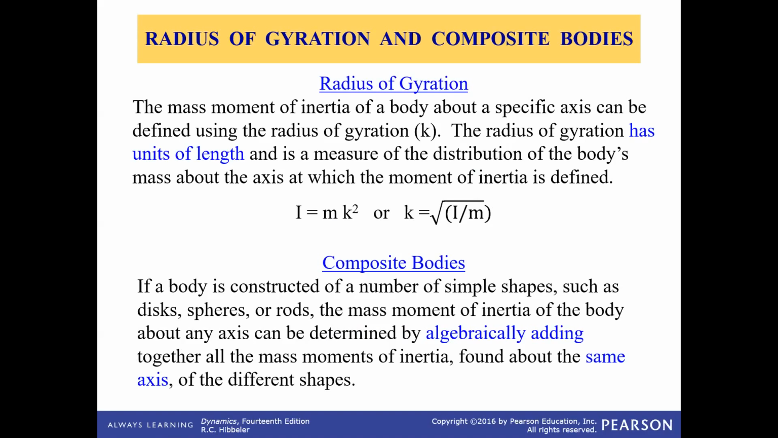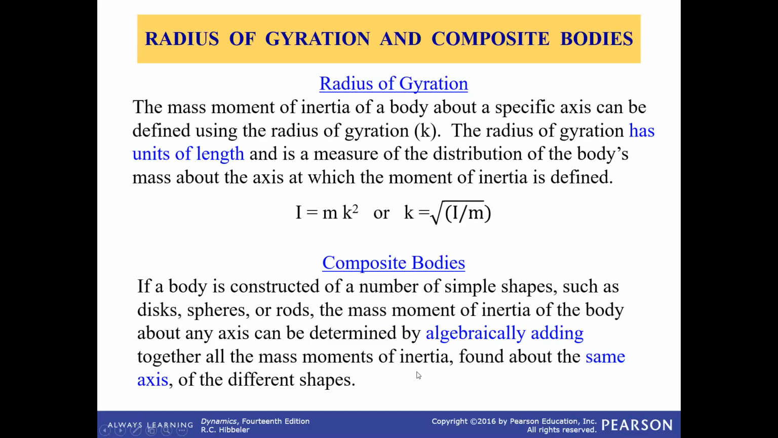Sometimes you have a system that consists of many different pieces. You could have a square plus a cylinder, or a sphere plus a cylinder, or a disc plus a rod, etc. To calculate the moment of inertia about a particular axis, you calculate each part or each of the shapes and then just add them up. It has to be the moment of inertia about the same axis.